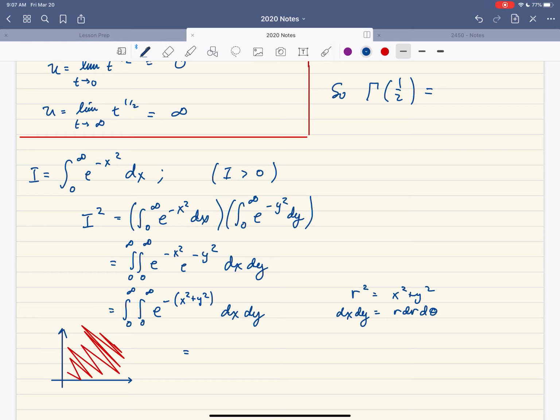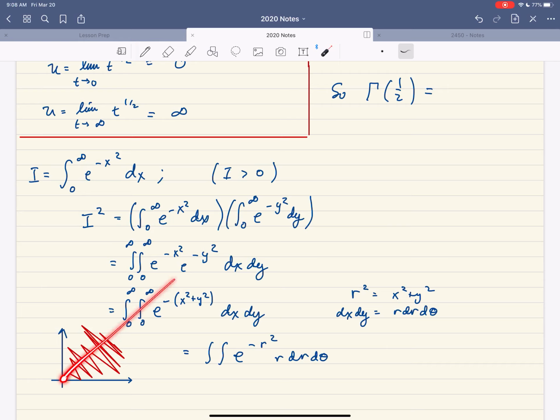So we just have to think about what this integral is going to become. This is e to the negative r squared, and dx dy is our r dr d theta. That's from the Jacobian of the transformation that we make, right? So classic polar coordinates. And then r is going to be the radius of our circle.